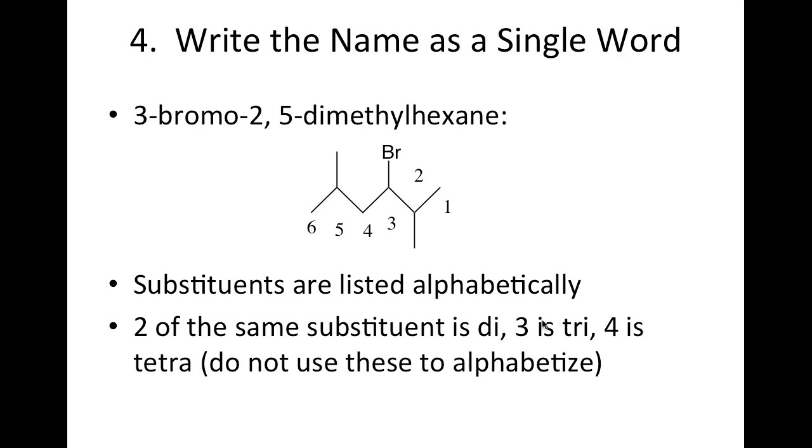If, for example, we had 3 methyls on the molecule, we would call it a trimethyl. If we had 4 methyls on the molecule, we would call it a tetramethyl. When you have these prefixes, di, tri, and tetra, do not use them to alphabetize your name. So let's go through a few examples.